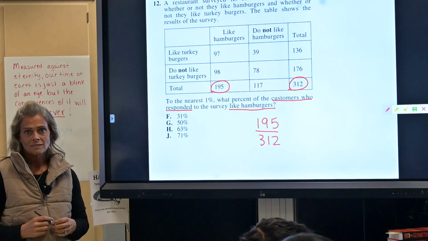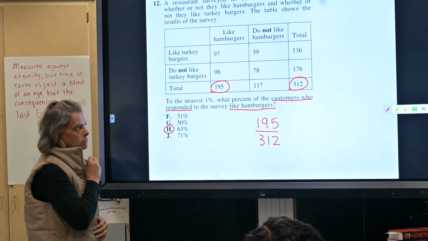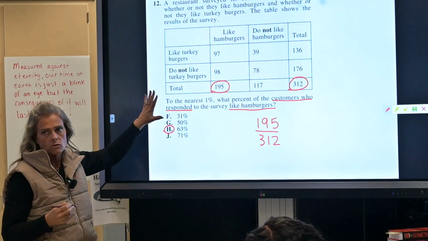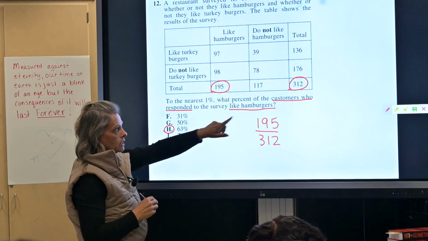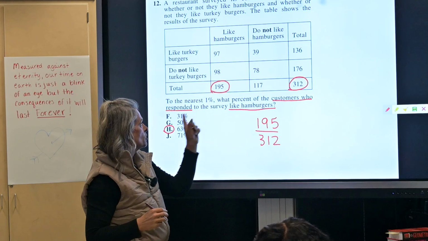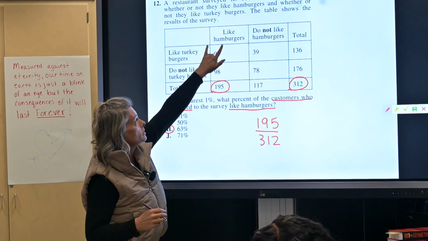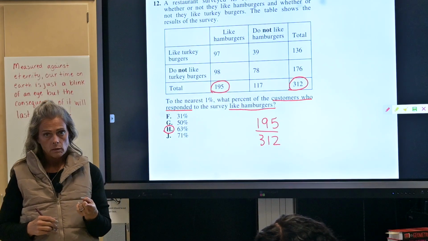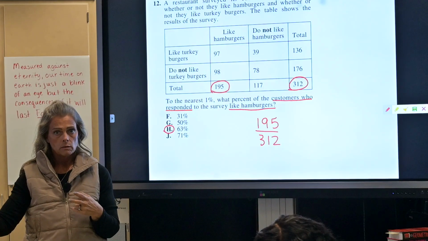What'd you get? 62.5. 62.5, so within 1 would be 63, okay? I have told you guys before, I do struggle with these two, so just do the best you can. You're looking for the 2 things it's telling you to look for, so that's why I underlined customers who responded and got the 312, and then hamburgers was right there, okay? If it only gives you 1, the second number you're looking for is the total number of respondents, okay?